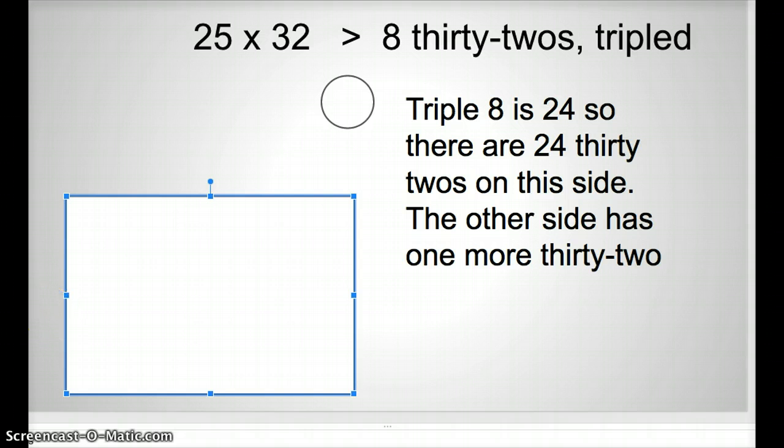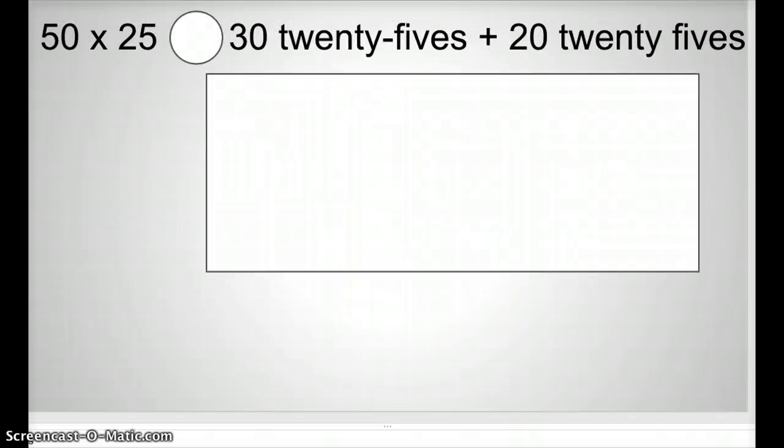If this is going too fast for some of you, you can always pause the video and replay it if you need to. Let's look at the next one.